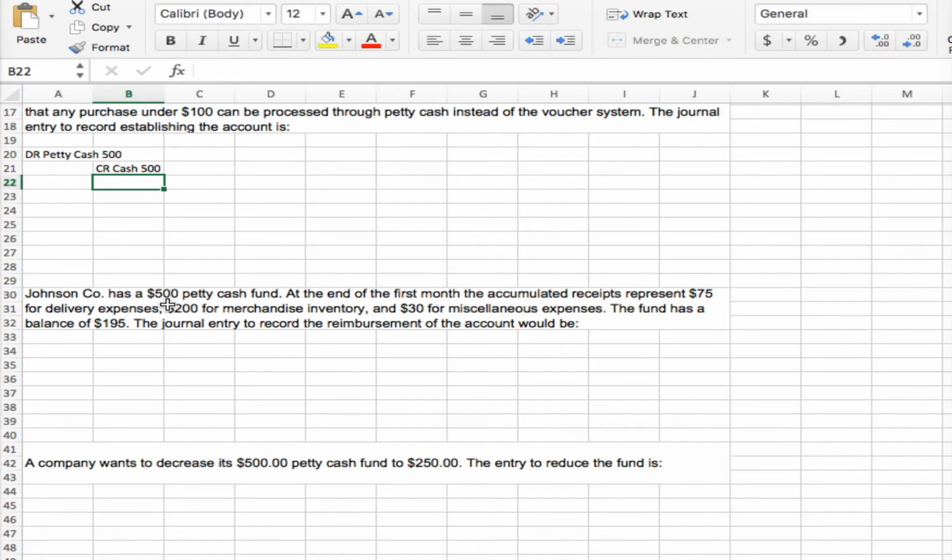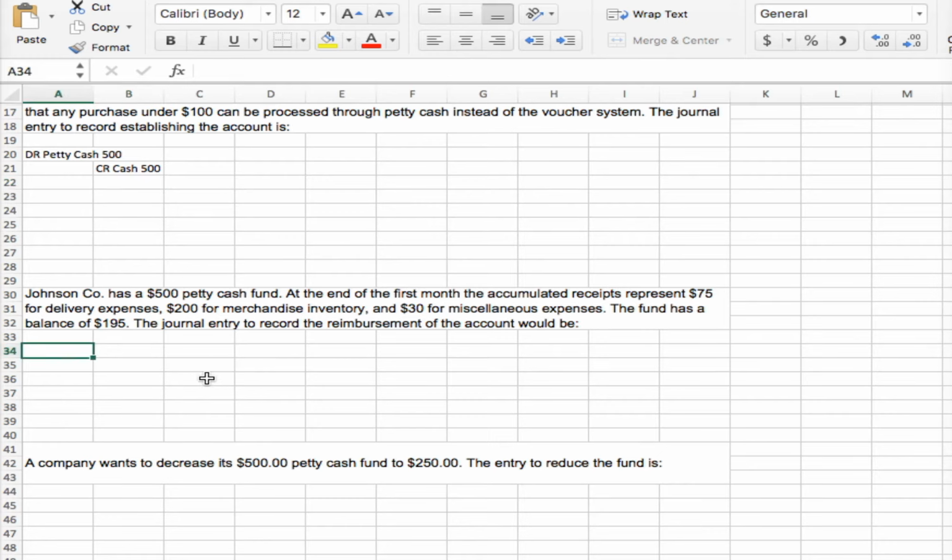Okay, next question. Johnson Company has a $500 petty cash fund. At the end of the first month, the accumulated receipts represent $75 for delivery expense, $200 for merchandise inventory, and $30 for miscellaneous expenses. The fund has a balance now of $195. What is the journal entry to record the reimbursement of the account?